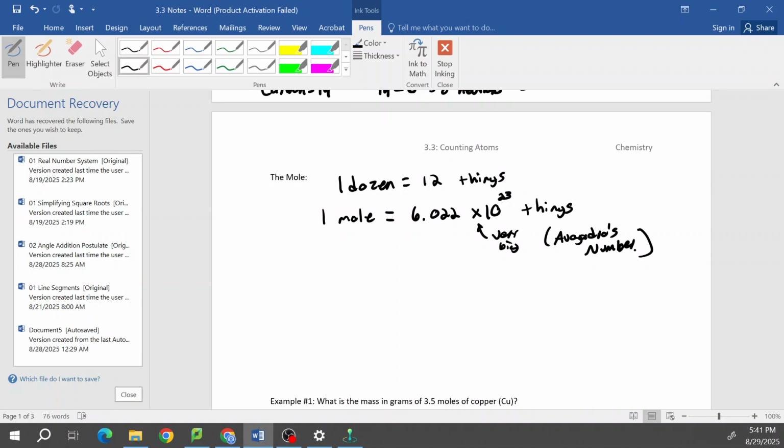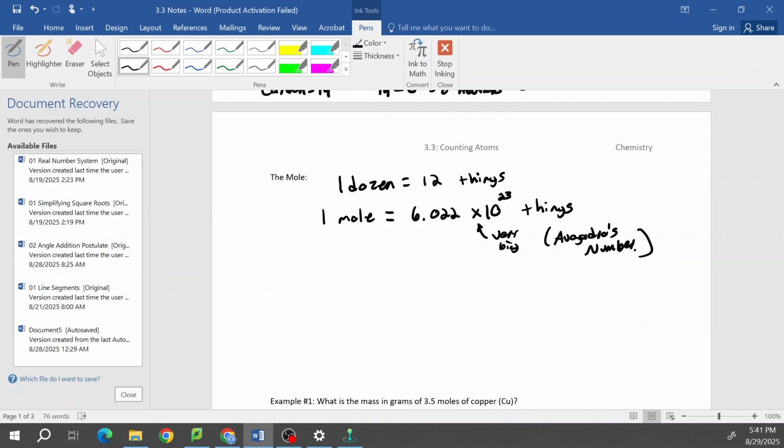In the case of an atom, 6.022 times 10 to the 23 atoms is 1 mole of atoms. But you can have a mole of anything. You could have a mole of basketballs. It just means you have 6.022 times 10 to the 23 basketballs, which is quite a few. That's a lot of basketballs.